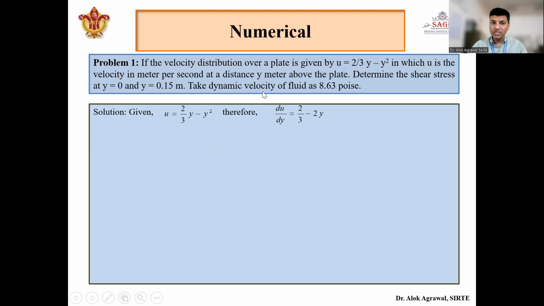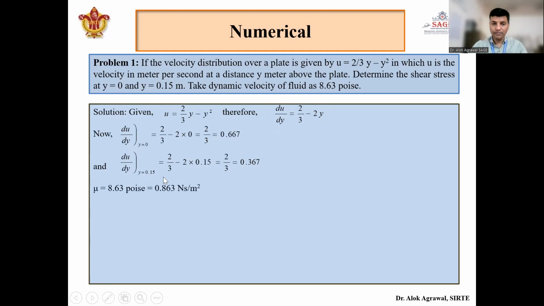Now we have to determine shear stress at two different points, at y equal to 0 and at y equal to 0.15 meter. So we have to calculate the value of du by dy at y equal to 0 and y equal to 0.15 meter. So du by dy at y equal to 0, we put 0 in place of y and we get 2/3, that is 0.667. Similarly, at y equal to 0.15, we put y value as 0.15 and we get du by dy at y equal to 0.15 as 0.367. So we get two different velocity gradients at two different locations.